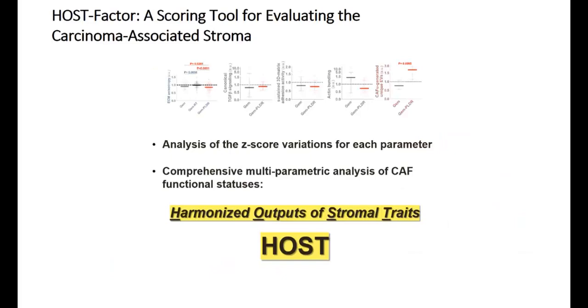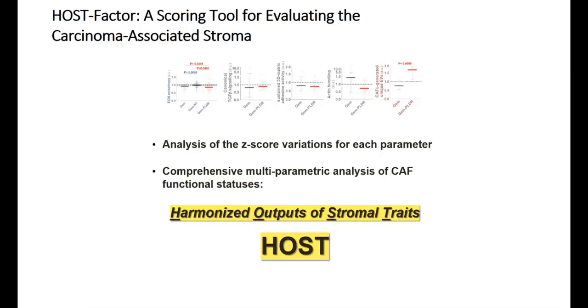But since we didn't have clear significant differences, we went back to our data, we scratched our heads, and we started to try to understand how we can put everything together without paying attention to single parameters, to understand in a more holistic way the biology of the cell per se. And for that, we ran an analysis of the Z-score variations of all these trends showing here and put everything together as a comprehensive multi-parametric type of analysis. And that's how we came with the harmonized outputs of stromal traits, or HOST.